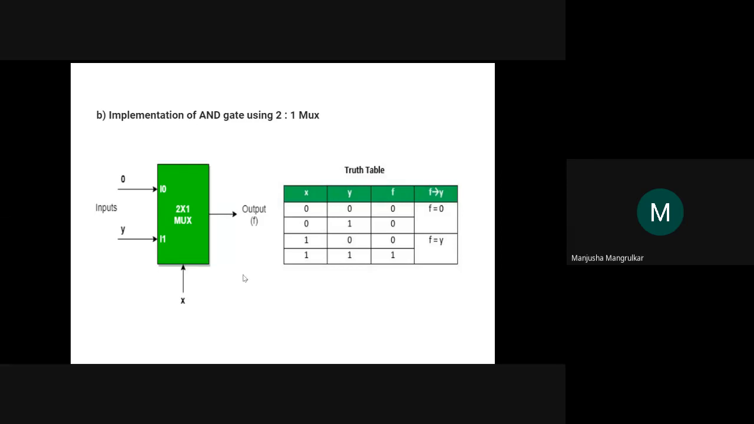Now we'll see how we design our other gates. In the previous gate, the NOT gate, there was only one input and one signal. Whatever signal we give, if x is equal to 0, we get the output 1. If x is equal to 1, we get the output 0. In the same way, we designed this AND gate using a 2 is to 1 mux.